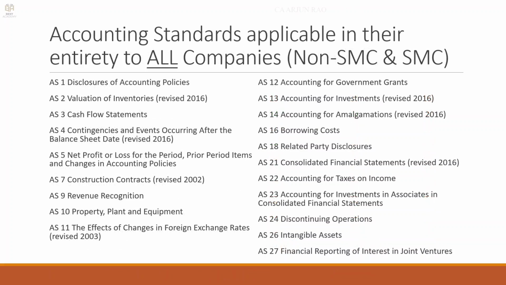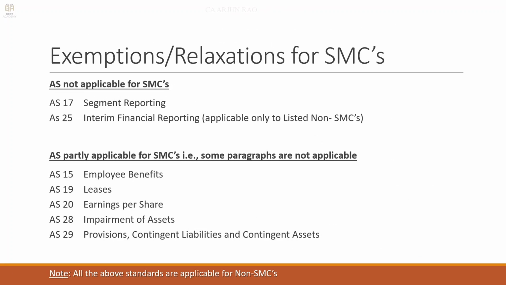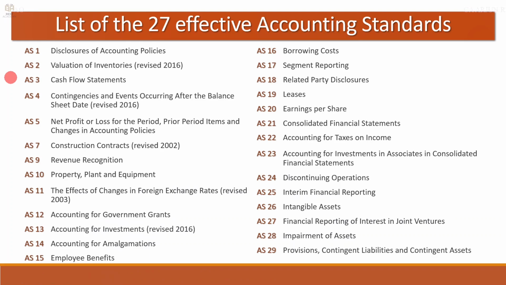So, for companies it is much easier to remember. We have one list which applies to both non-SMCs and SMCs, and we have another list where two accounting standards are completely exempt, 17 and 25, and for these other standards there are partial exemptions, that is some paragraphs are not applicable. So you just remember this list for companies, these are not applicable for SMCs. You remember this and you subtract this from the list of the 27 effective accounting standards.